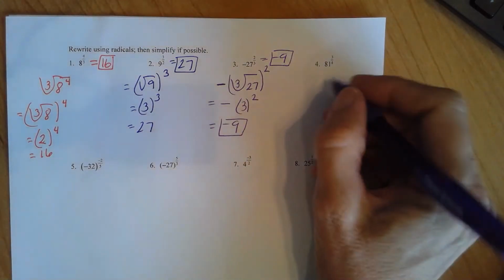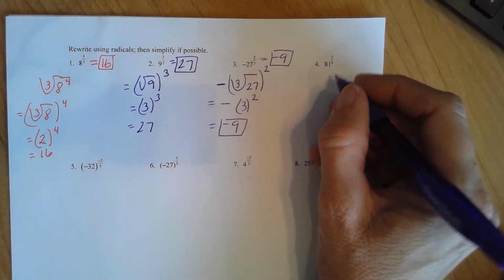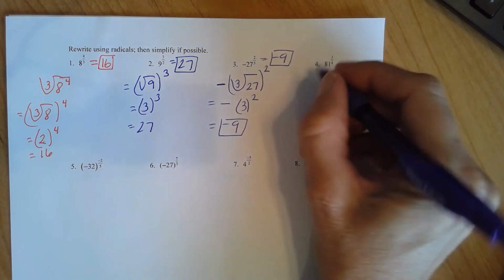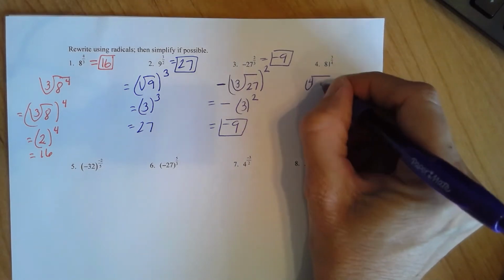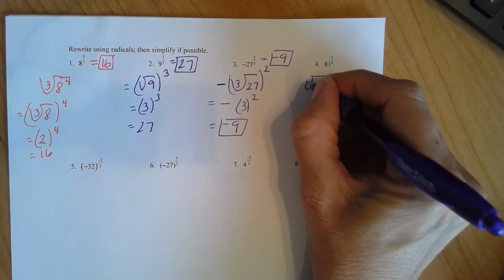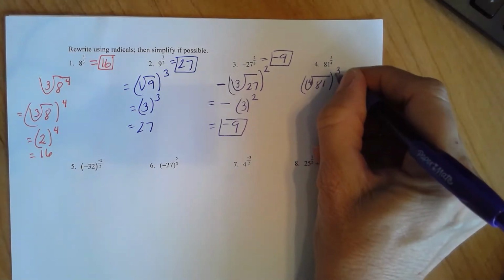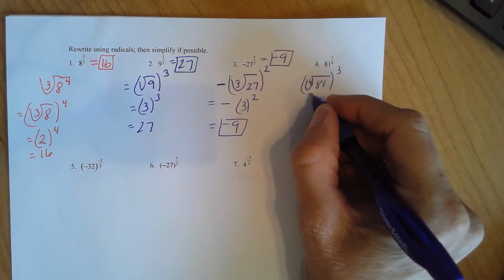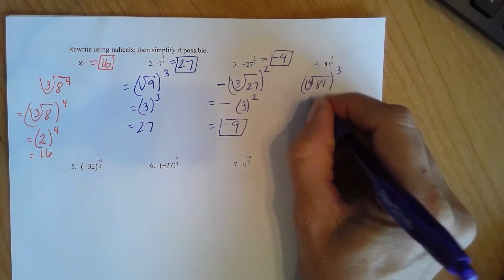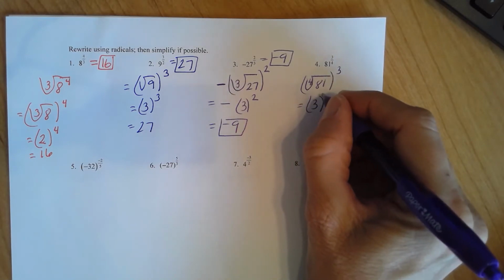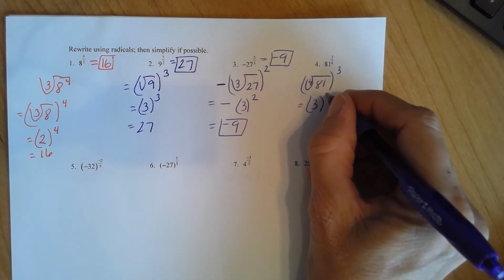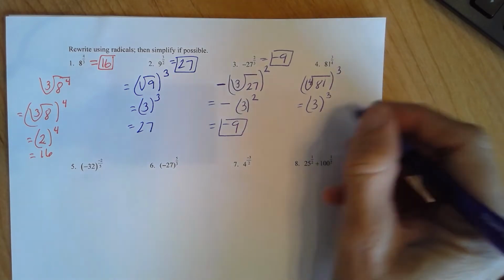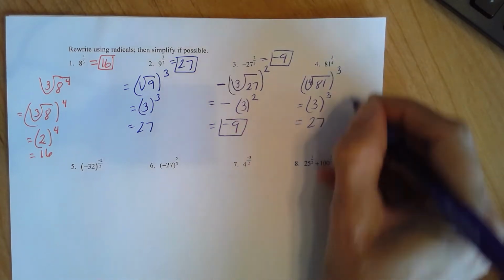On number 4, we have 81 to the 3/4. Power 3, 4 is the index. So the 4th root of 81, all raised to the 3rd power. What number can you multiply 4 times and get 81? That's 3, because 3 times 3 is 9, times 3 is 27, times 3 is 81. And then I need 3 cubed, which is 27.